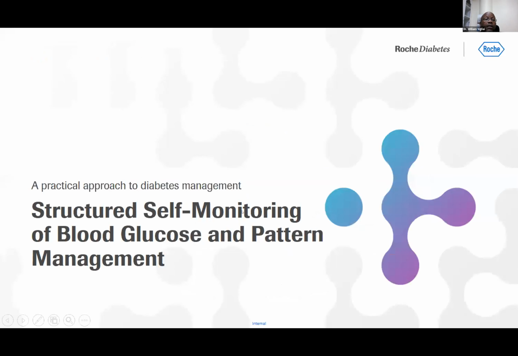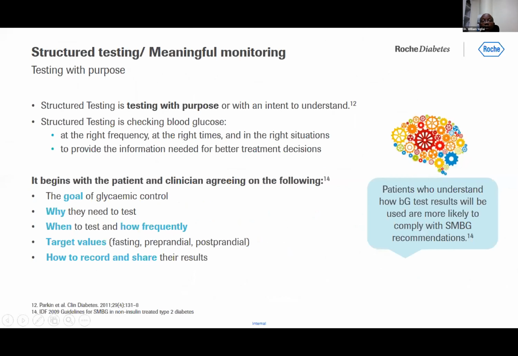So structured self-monitoring of blood glucose and pattern management is the subject of our talk. And I think definitely Roche, Lilly and team will be able to emphasize on this. This is what we have achieved in the modern era. A lot of development, a lot of innovation, a lot of tools available. The limitations are on our side.